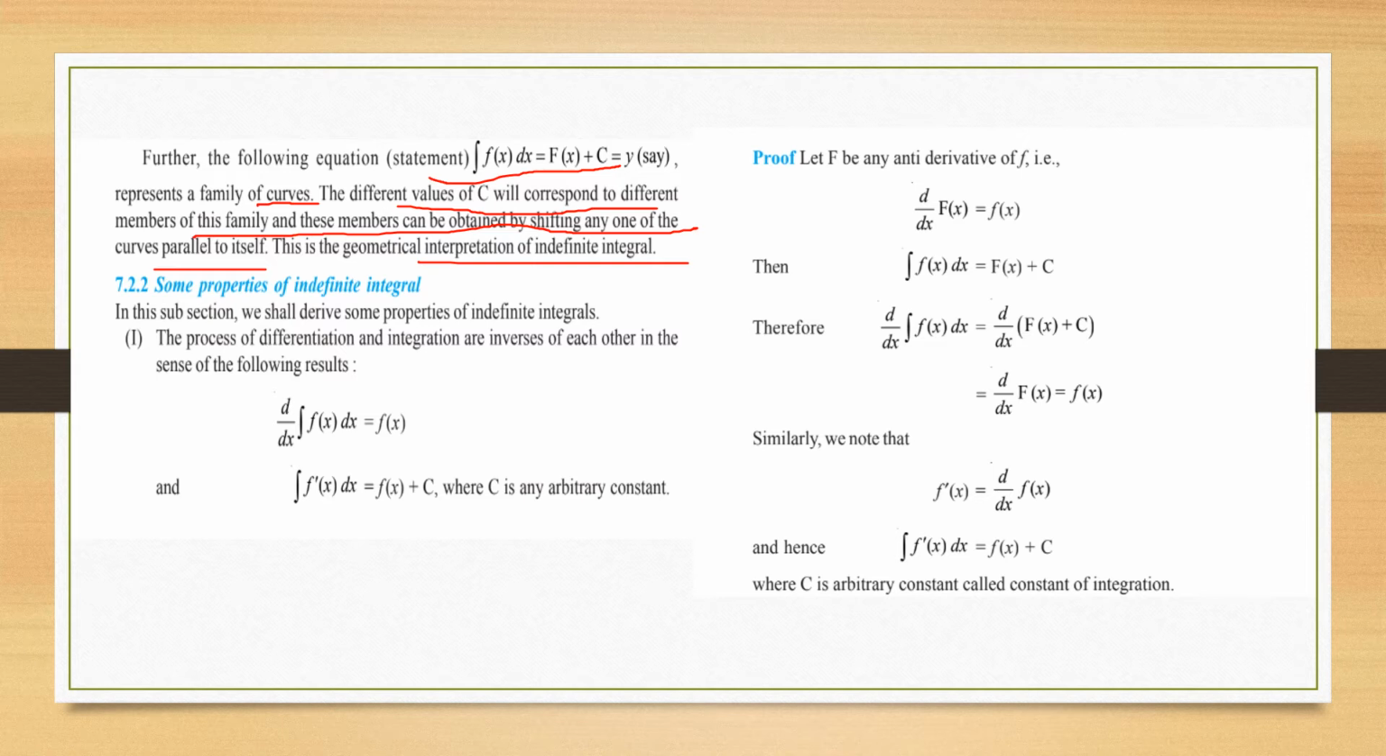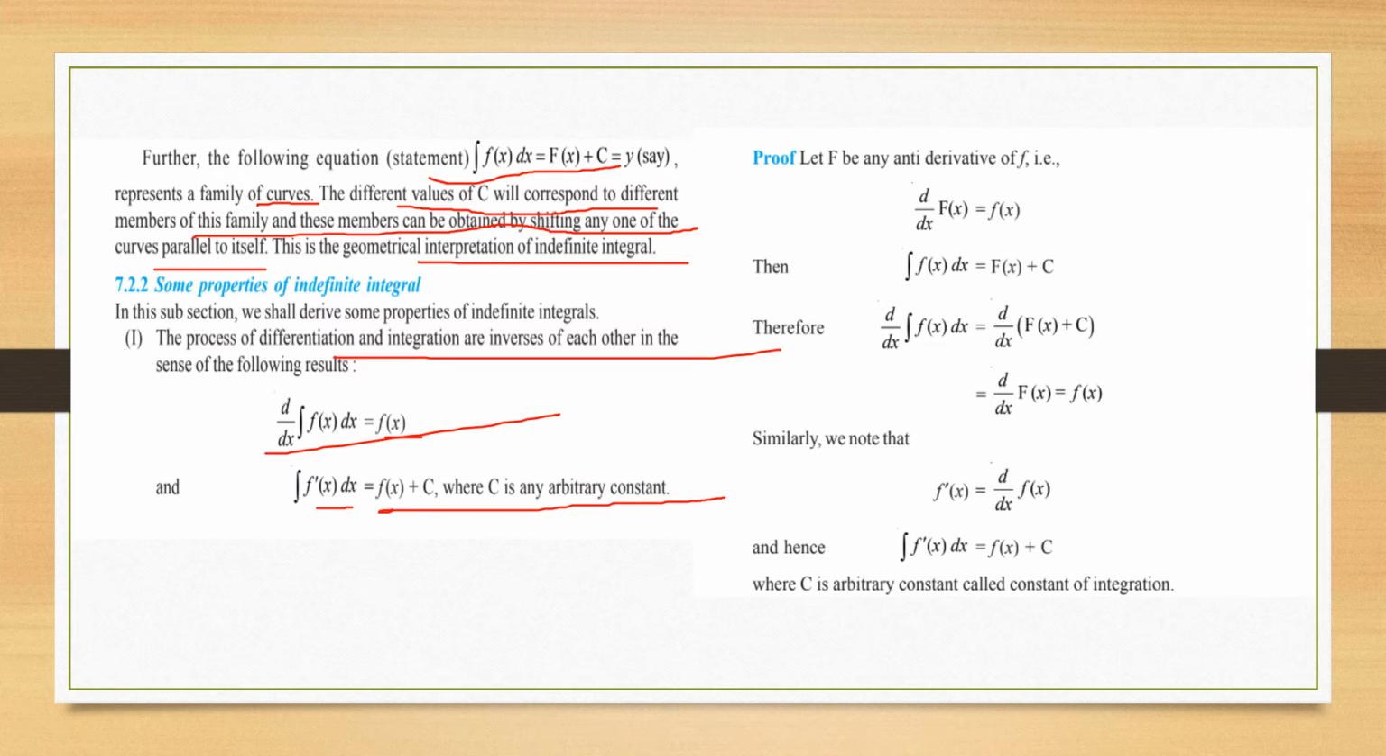Now let us start with some properties of indefinite integral. In this subsection we will derive some properties, okay? The processes of differentiation and integration are inverse of each other. So let us start with it. d/dx of integral f(x) dx equal to f(x) implies that integral of f dash x dx equal to f(x) plus c, where c is an arbitrary constant. How will we prove it?